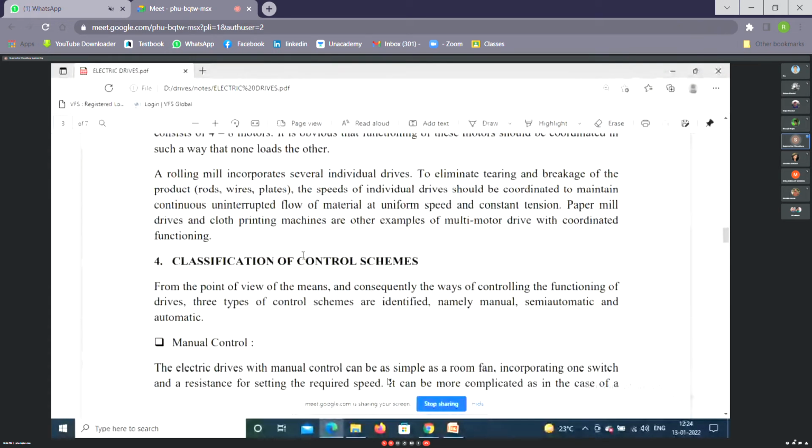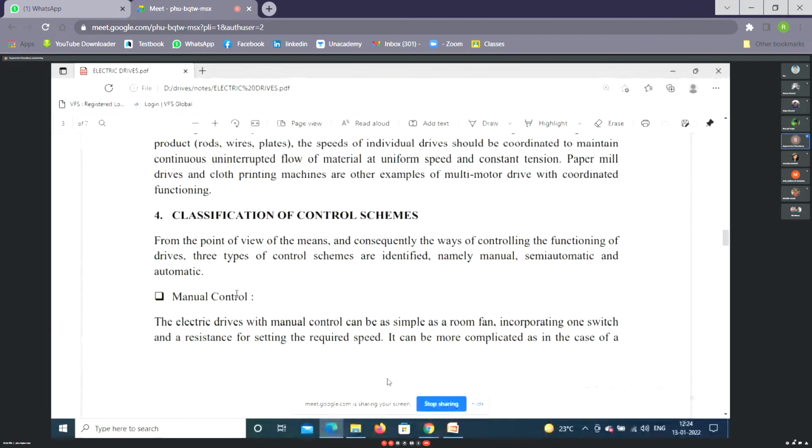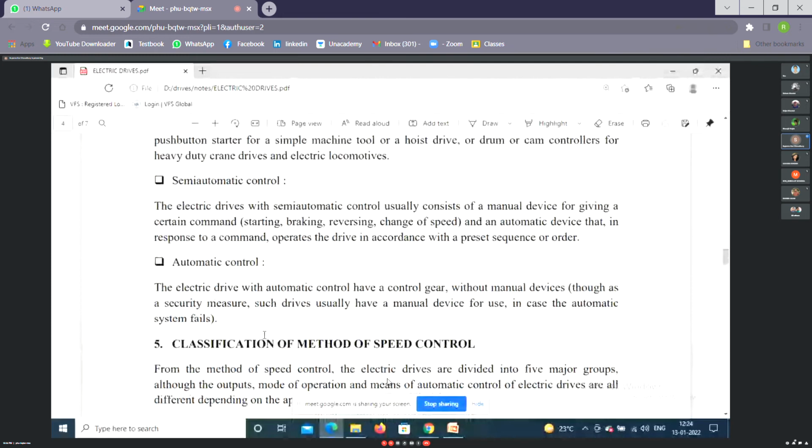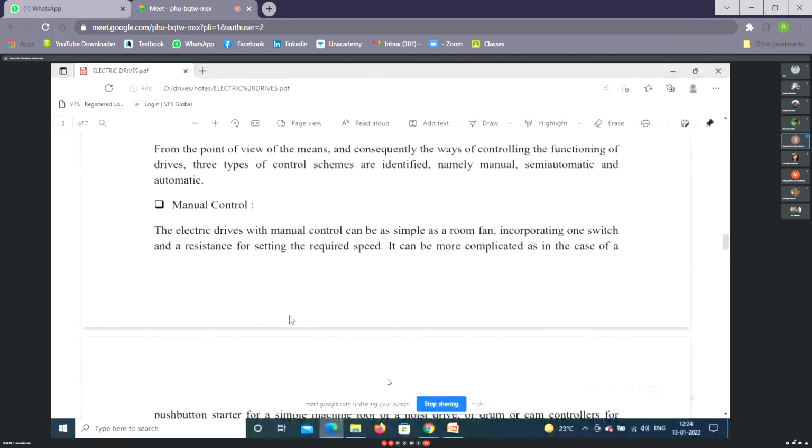And from the point of view of control scheme, as I have told, it can be divided into manual control, semi-automatic, and automatic control. Manual control: electric drives with manual control can be as simple as a room fan. That is a fan operating in your house or in the college, because we really do not have any automatic control. We only have a regulator, either power electronic or a resistive regulator, which will just control the speed.